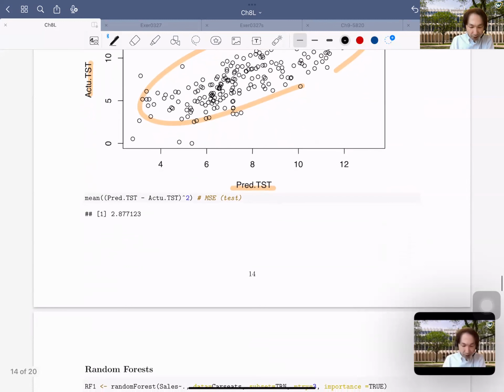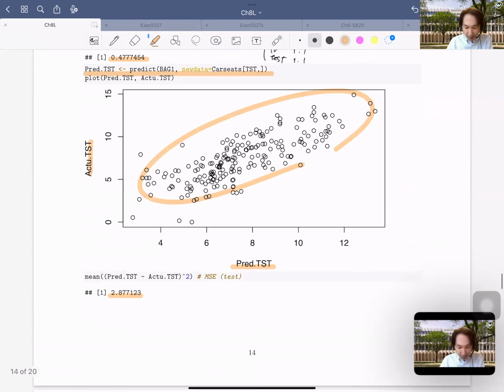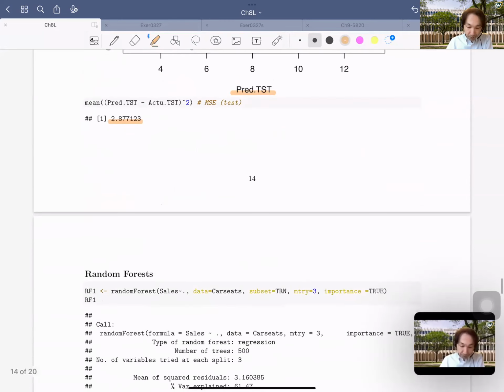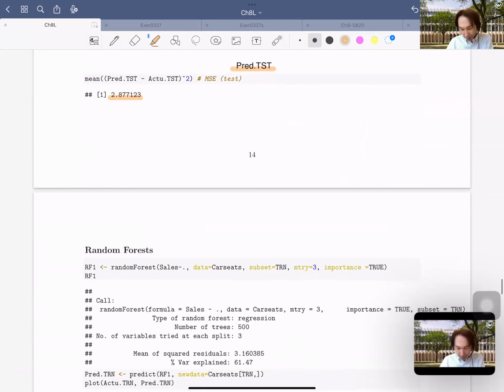But actually, the test error is 2.877. It's believed that bagging and random forests are really good methods, but for this example, it's not as good as the linear model. The linear model is much better because its test error is only 1.1. Why? I don't know, but it depends on the data. Sometimes bagging and random forests perform much better.